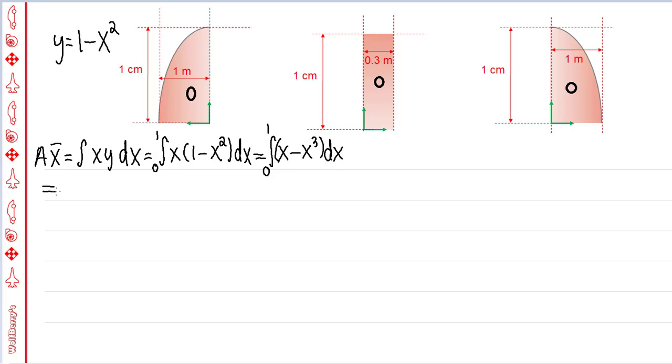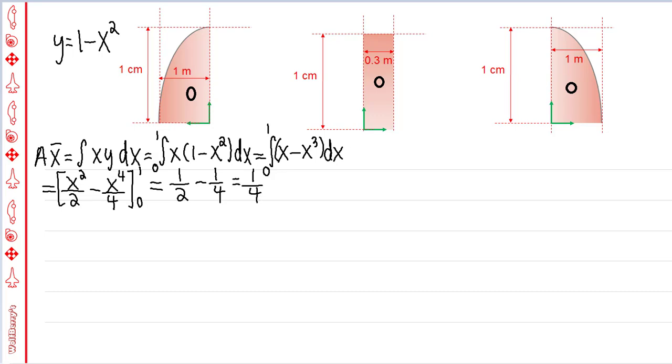Equals the integration of x is x to the power 2, all divided by 2. The integration of x to the power 3 is minus x to the power 4, all divided by 4, like this, between 1 and 0. Substitute your upper limit and your lower limit, but when we substitute our lower limit it's going to be 0, so I'm not going to do that. Substituting the upper limit is half minus 1 over 4. This is equal to 1 over 4.